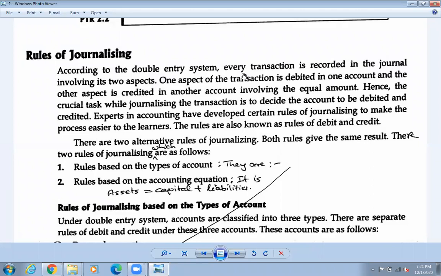Okay, so rules of journalizing. That is how to record in the journal book. We can say that there are two rules for journalizing. So how we can enter in the journal book. Okay, journal book, कसरी entry गर्ने भनेर दुईटा rules. So that we are going to learn today.